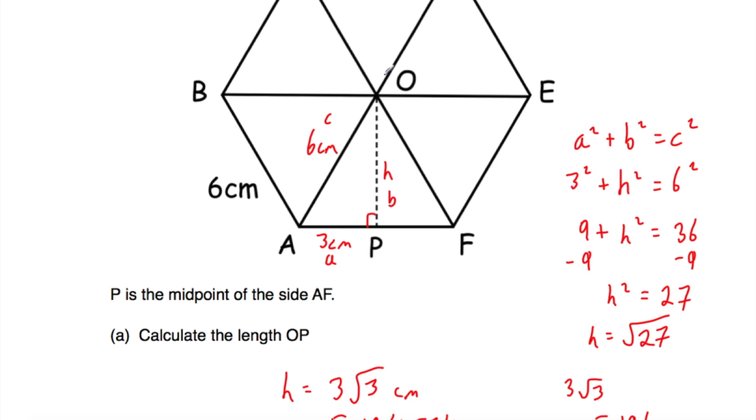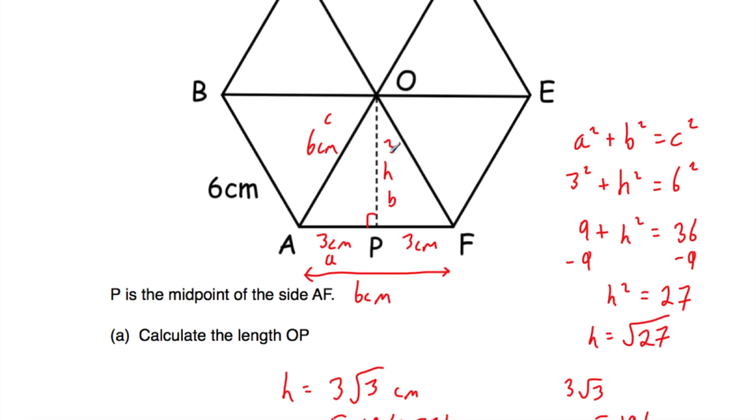So here, in terms of this triangle OAF, the base would be the whole way from A to F, so we've got 3 centimeters and another 3 centimeters, so the whole base from A to F would be equal to 6 centimeters, and we know that because we're told the side length of the hexagon was 6 centimeters. So we've got the base of the triangle. The height of the triangle, we've just worked out. We've worked it out as 3 root 3 or 5.196 to 3 decimal places. So we've got the height of the triangle.